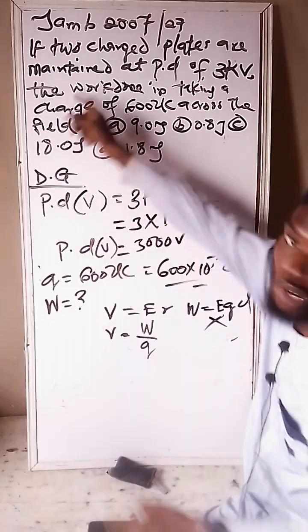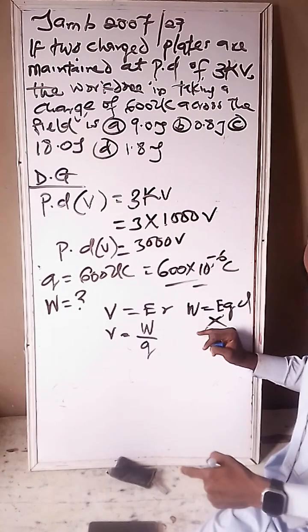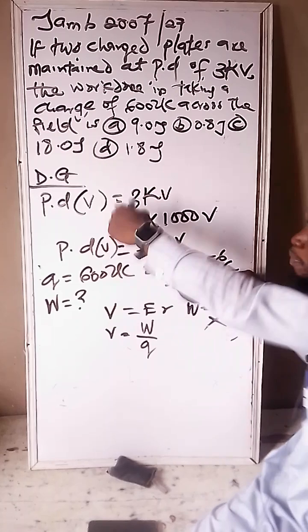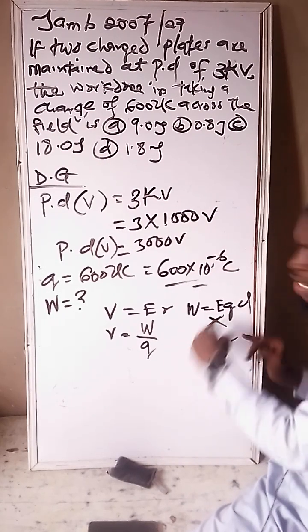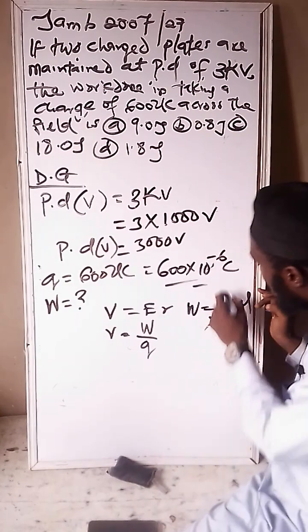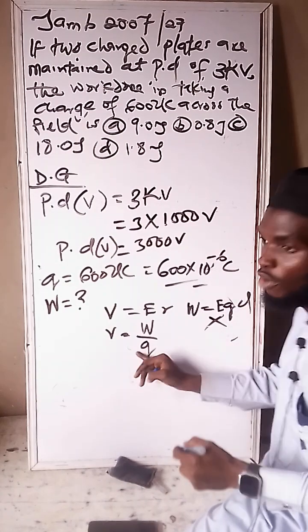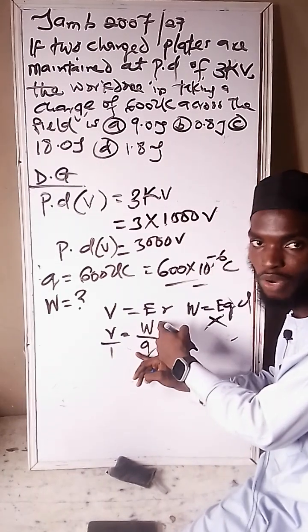It depends on the question that you are given for you to be able to use this formula. This formula that I stated earlier is when you have in your parameters your E, you have your R, then you can use this one and you have your charge. But here we only have V and Q. So you can't use this for calculating work done. You will go for this. Cross multiply, make work done the subject, since it is this that we have to calculate.